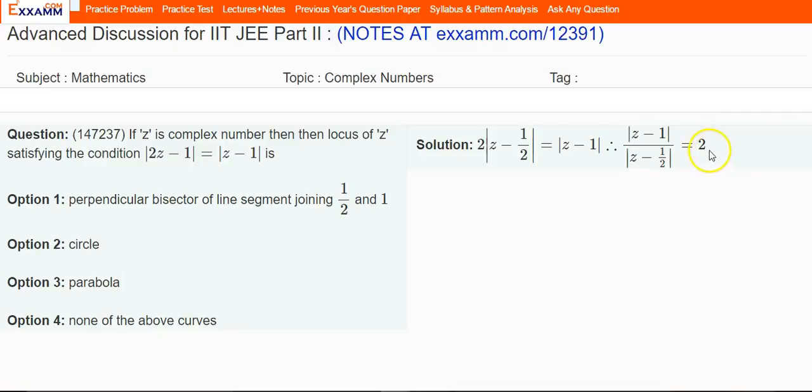If here we had 1, then in that case we would have said that this would be the perpendicular bisector of the line segment joining 1 by 2 and 1.